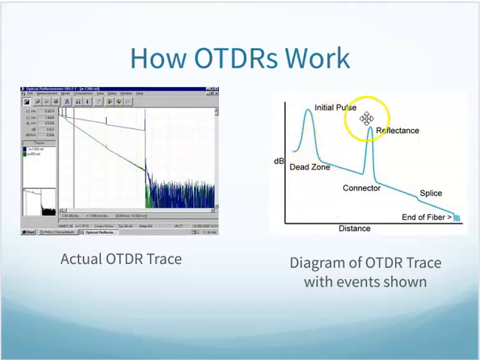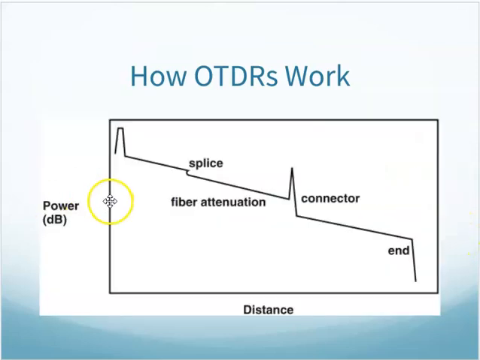And again, each of these little bumps on here means something. A large bump like that is usually a connector, maybe a patch panel or an actual connector of plugging in. And then a smaller little loss, that's where an actual splice would be. And then when I finally trail off at the very end, that's the end of the fiber. And that's all from, you send a signal down, it bounces back. Send a signal down, it bounces back. And it's letting you know where all of these are.